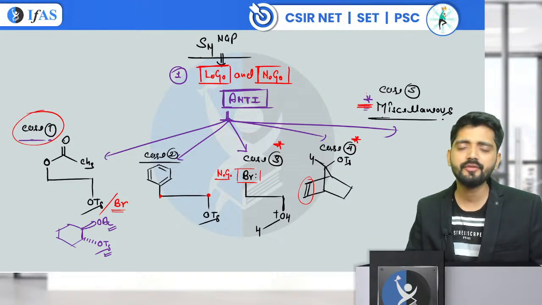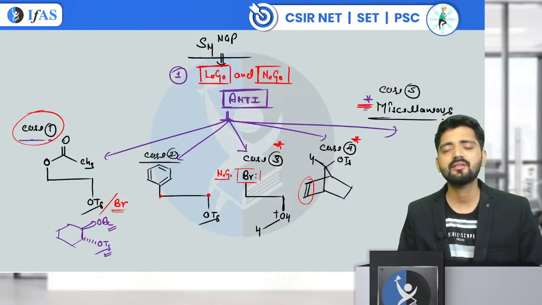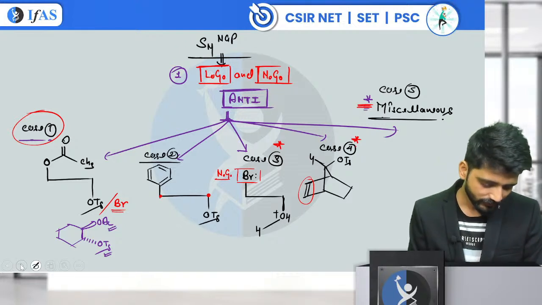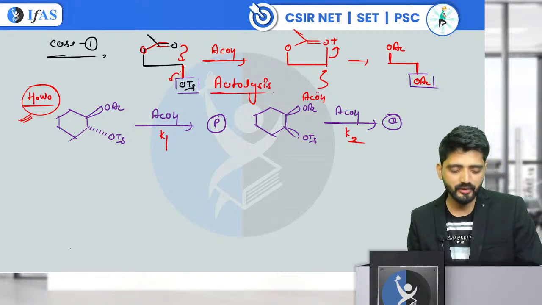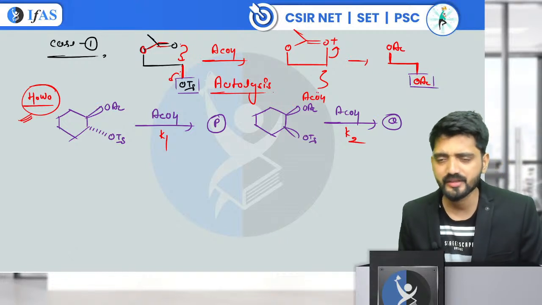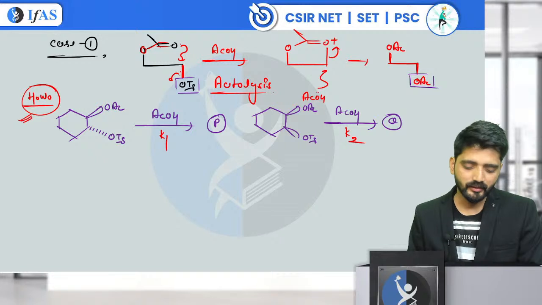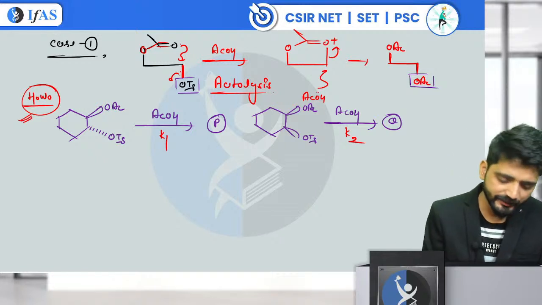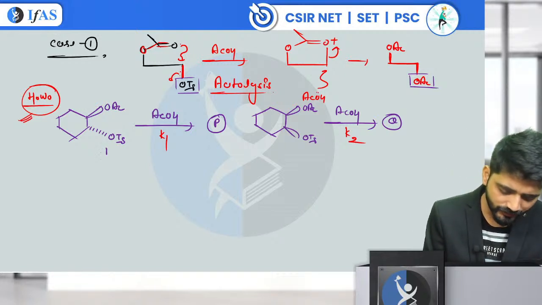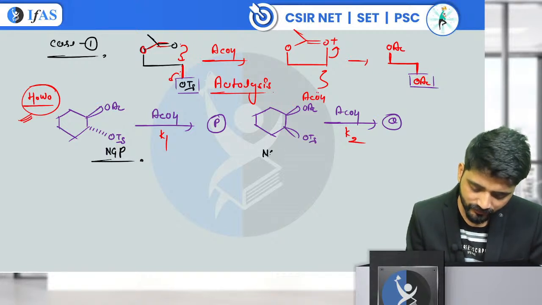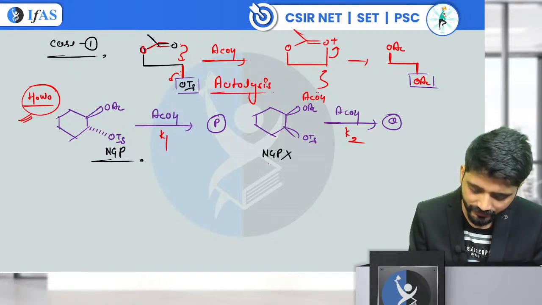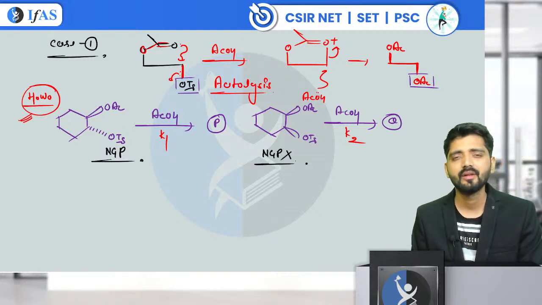So for now we will start with case number 1. This was the question which I gave you as homework also. I hope you must have formed the product. See, by looking at the substrate, it is very clear that in the first scenario, the neighboring group and your leaving group are anti to each other. So here the NGP mechanism is possible. Whereas in this case, since they both are not anti, the NGP is not possible.